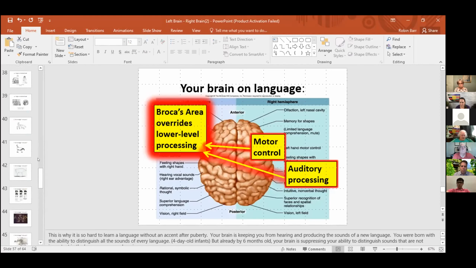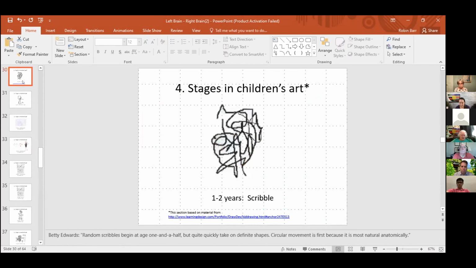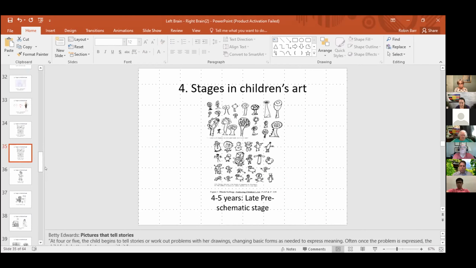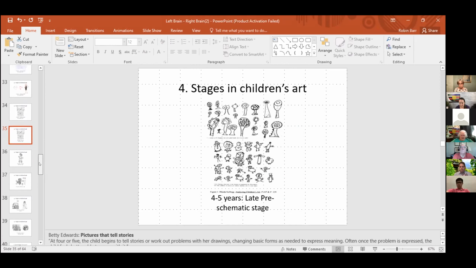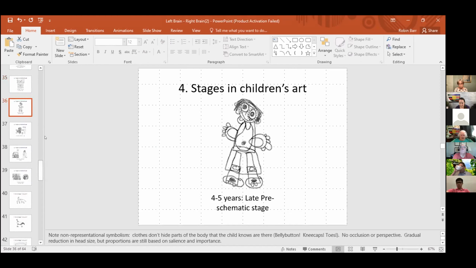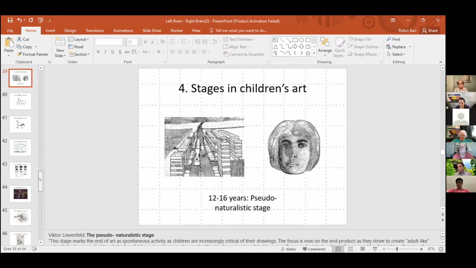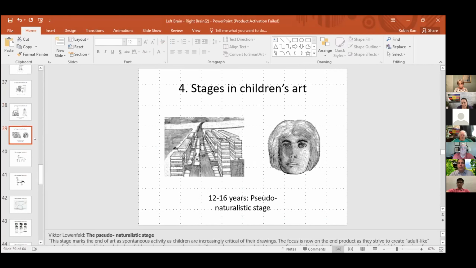So what we looked at was the development of art in kids. It starts out with a scribble, and then we get lollipop trees and tadpole people, and then we get a schematic stage, and then a pseudo-naturalistic stage. So the development of art is starting with symbols and getting closer and closer to naturalism, closer and closer to what it actually looks like on the retina.